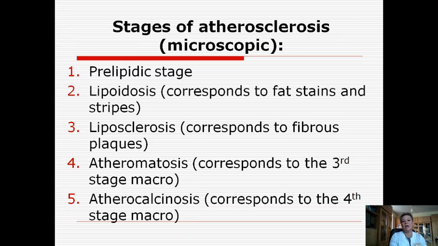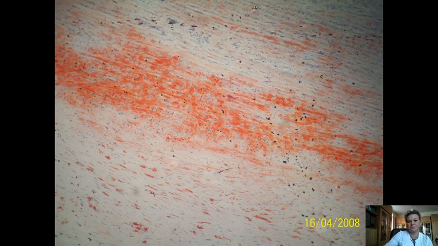The next stage, liposclerosis, corresponds to fibrous plaques. We see accumulation of fats and growth of connective tissue around the zone of accumulation of fats, the reactive growth of connective tissue. The next, fourth stage, atheromatosis, corresponds to the third anatomical stage, and fifth, atherocalcinosis, corresponds to the fourth anatomical macro stage.